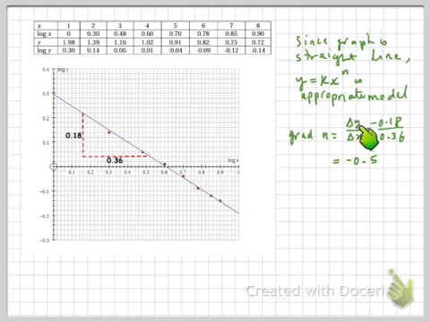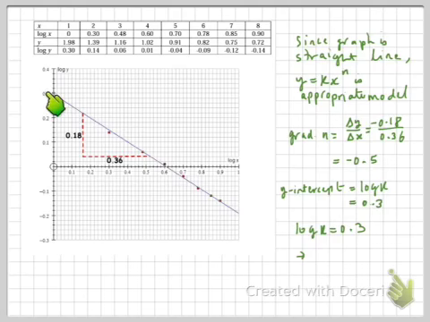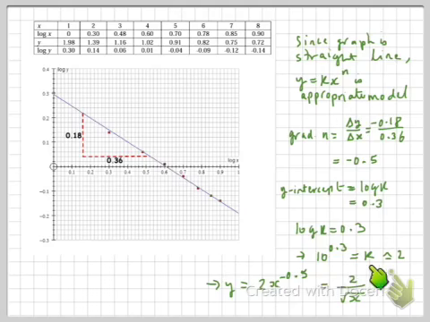Now the gradient is just change in y over change in x, and we can see that it's a negative gradient, so that gives us minus 0.5. And then the y-intercept is given by 0.3, so the log of k equals 0.3, and since the log of k equals 0.3, we can now rearrange this. This is base 10, and so we can write this as 10 to the power of 0.3 equals k, and 10 to the power of 0.3 roughly equals 2. So therefore we know what n is, and we know what k is.